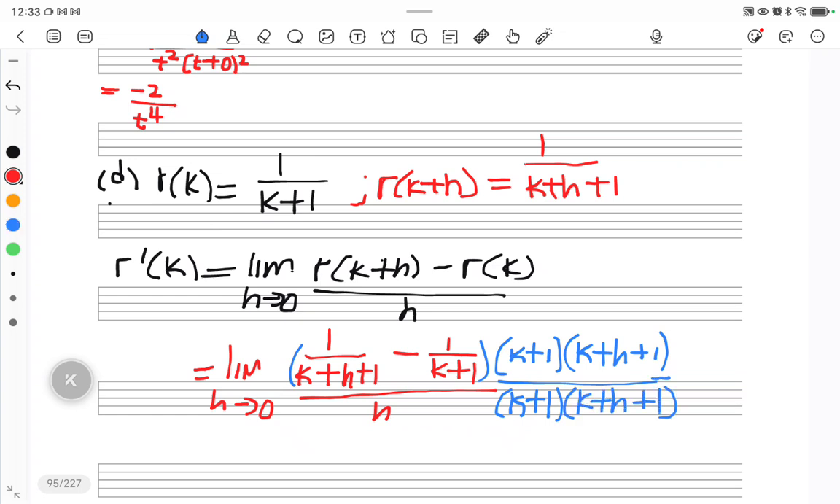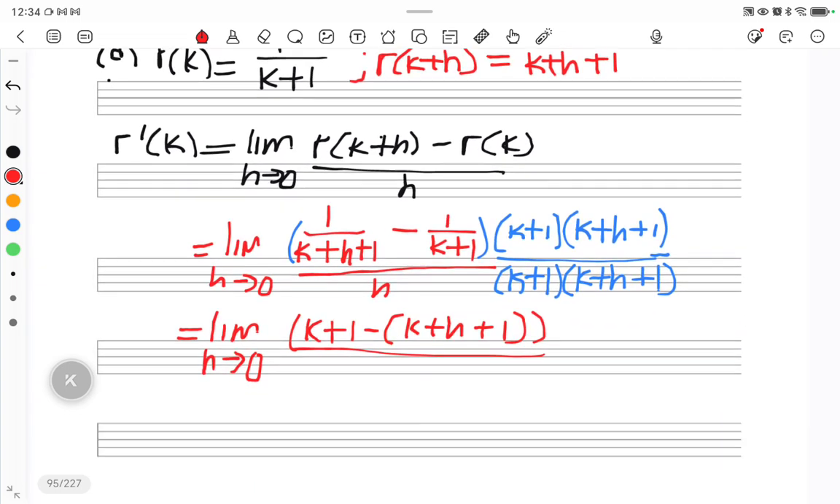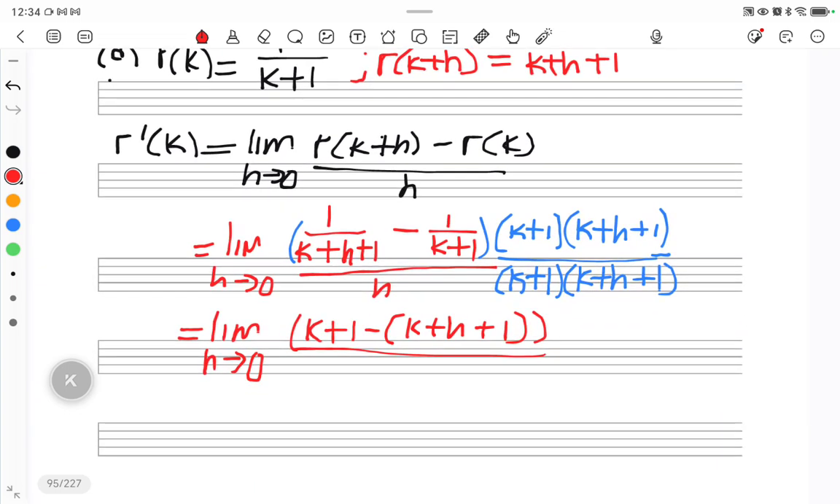Then this will be the limit as h approaches 0. If we multiply this and this will cancel, you agree, right? Then we'll be left with k plus 1 there. And then if we multiply this and this will cancel, we'll be left with minus k plus h plus 1. Alright, all over, we are going to have h times k plus 1 times k plus h plus 1.